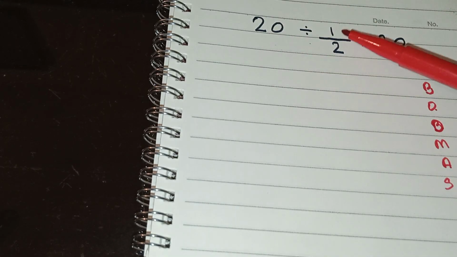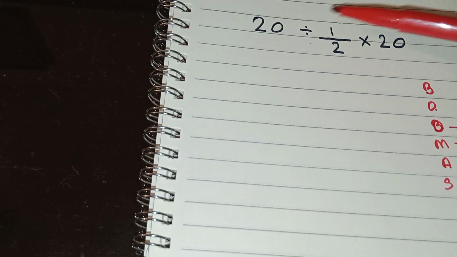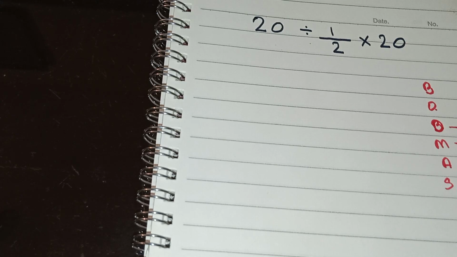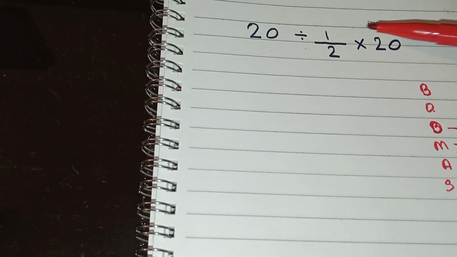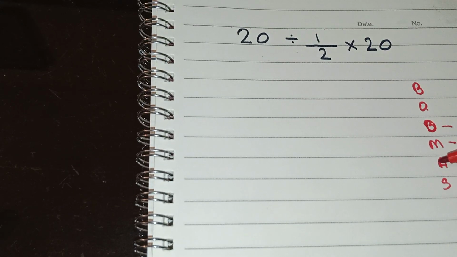20 divided by 1 over 2 multiplied by 20. First division comes first, then multiplication, then addition, then subtraction. So firstly we will solve the division part, then the multiplication part, then the addition part, and then the subtraction part. But there is no addition or subtraction part because there is no such operation in the question, so we will not solve these because there is no requirement.